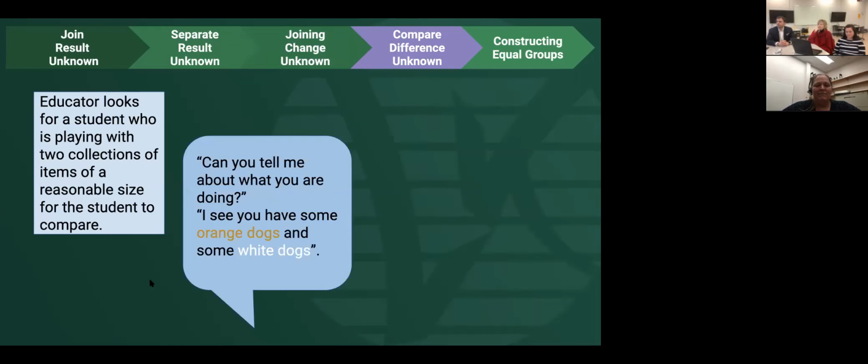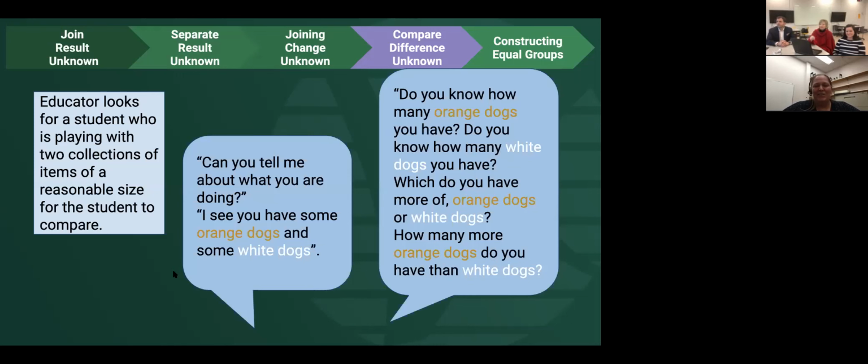And you might say, can you tell me about what you're doing, as we hear Jen do? And I see you have, for example, the one that we're going to look at, some orange dogs and some white dogs. Do you know how many orange dogs you have? Do you know how many white dogs you have? Which do you have more of, orange dogs or white dogs? And how many more orange dogs do you have than white dogs?